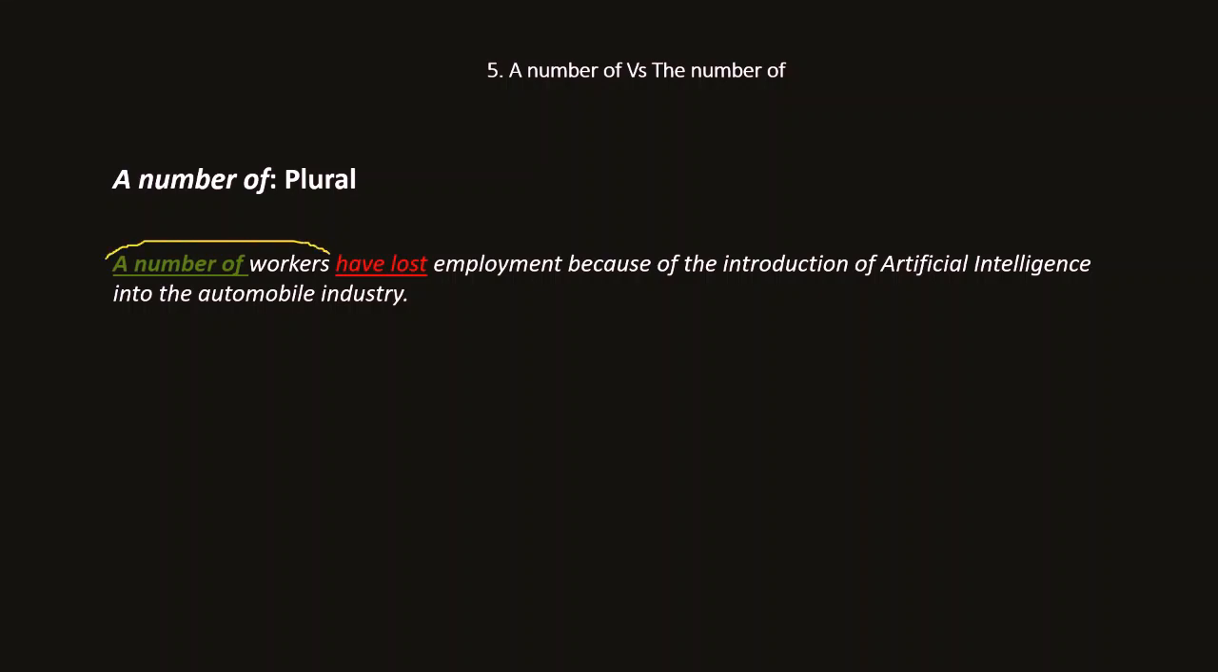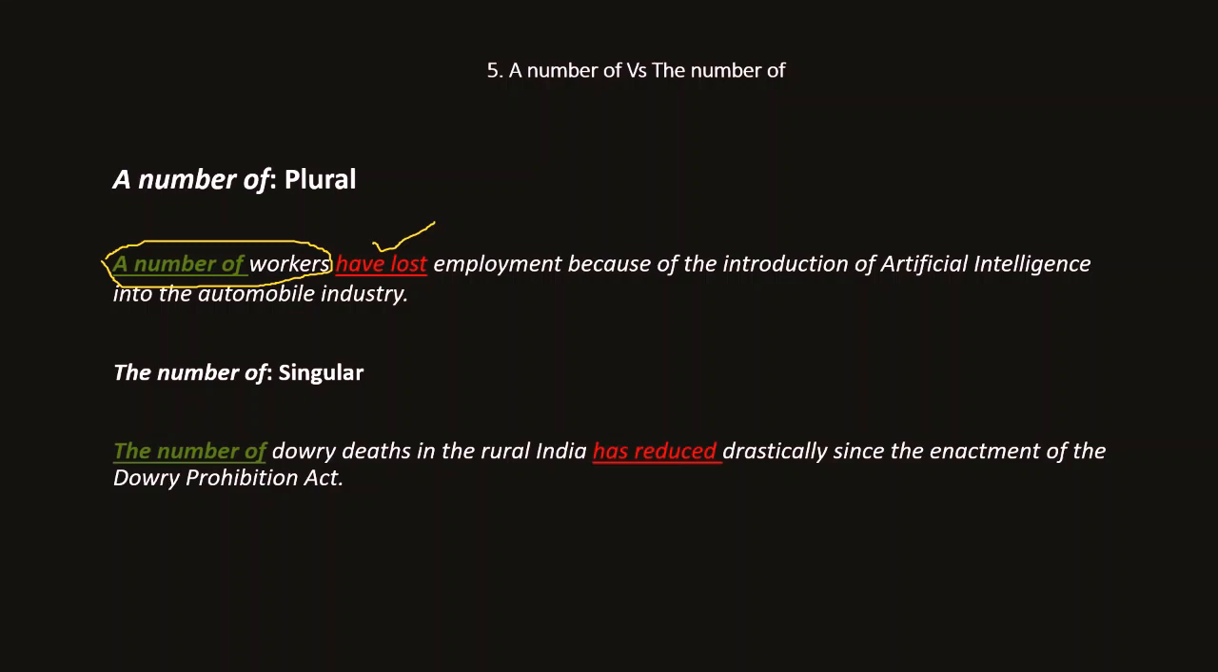Now look at the other phrase, that is the number of. The number of is a singular phrase. Look at the example. The number of dowry deaths in rural India has reduced drastically since the enactment of the Dowry Prohibition Act. In this example, the subject is the number of dowry deaths, which is a singular phrase. Hence, we use a singular verb, that is has reduced.